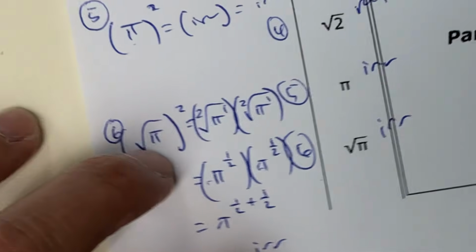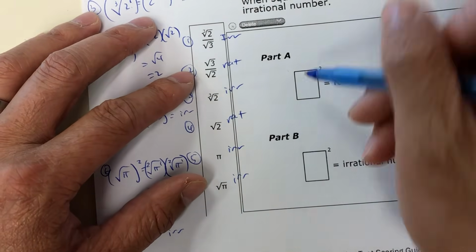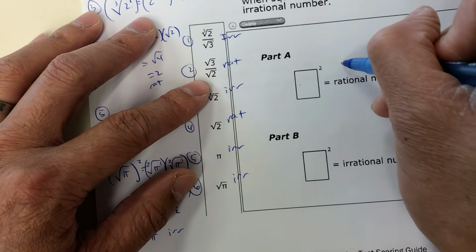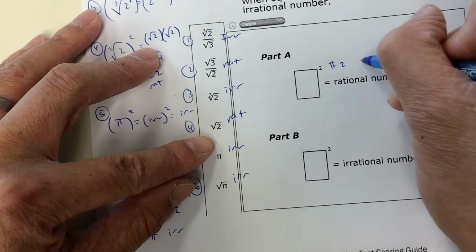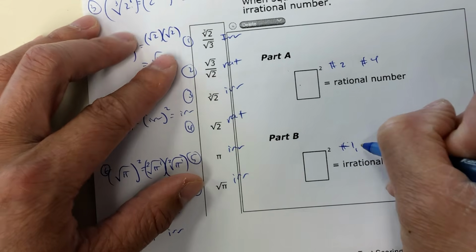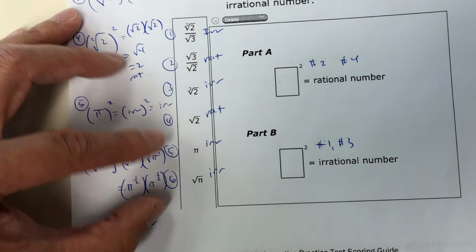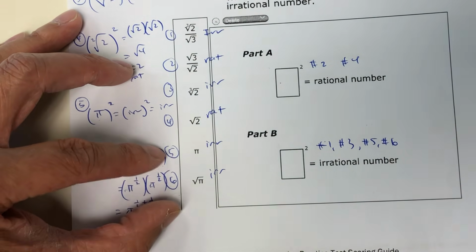So the answers for this question, which are going to be a rational number, are choice number 2 and choice number 4. That means numbers 1, 3, 5, and 6 are all irrational.